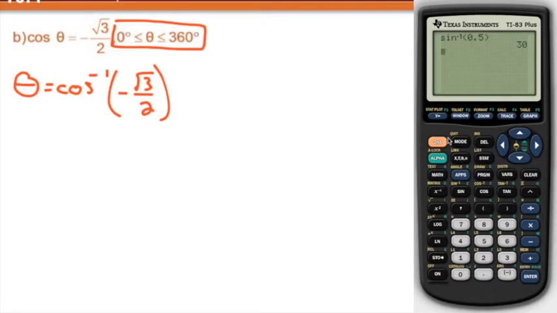We can jump over to the calculator. So second function cosine, negative root 3. And we need to close the bracket on this, otherwise the calculator will think that the whole fraction is inside a root, not just the 3. So negative root 3 over 2 tells us that our theta is 150 degrees.